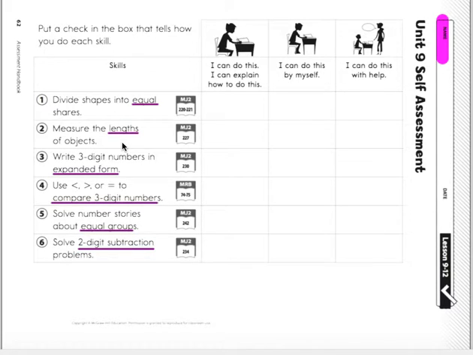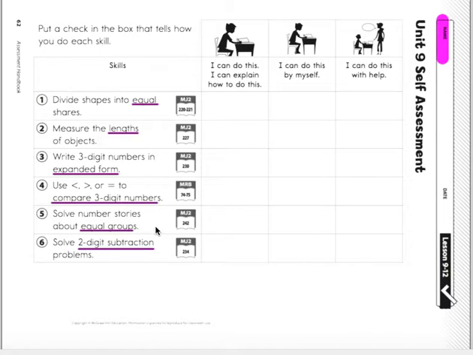Measure lengths of objects. Write 3-digit numbers in expanded form, so take 312, 300 plus 10 plus 2. Use greater than, less than, equal to compare 3-digit numbers. So looking at the numbers and comparing the hundreds place first. If they're the same, you move on to the tens place. And you continue to move on until you find one area that's higher than the other.